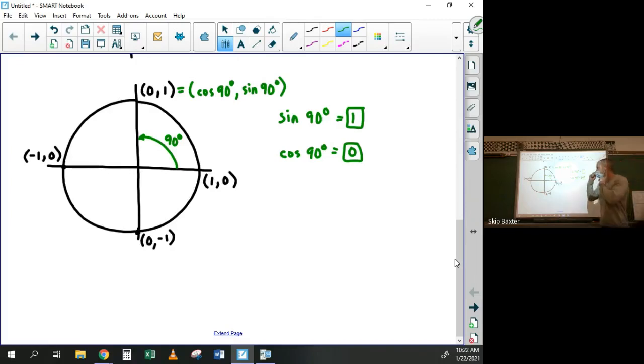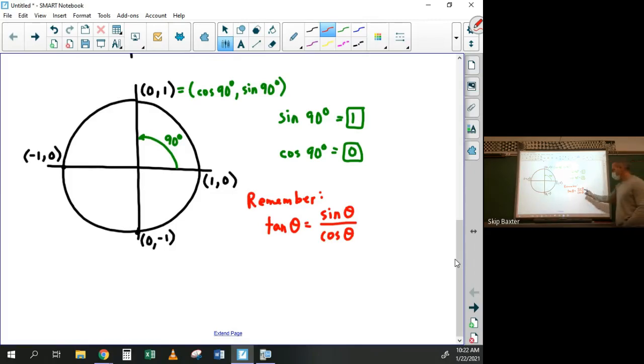If you wanted to find the tangent value, then you just have to use the fact that the tangent is actually sine over cosine. So remember, the tangent of any angle is the sine of that angle divided by cosine of that angle.